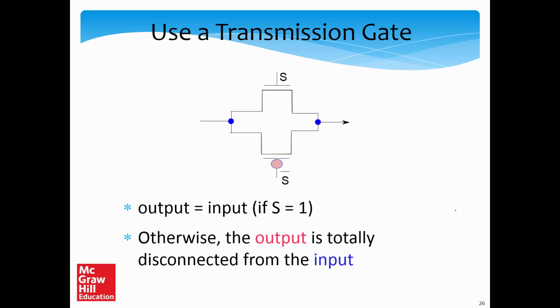Here again we can use a transmission gate, exactly the same as we described earlier. A transmission gate contains a pair of transistors, an NMOS and a PMOS. The output is equal to the input if S is equal to 1. Otherwise the output is totally disconnected from the input, and you can think of it as an open switch. So transmission gates can be used to isolate the inputs of the multiplier from the inputs of the ALU.